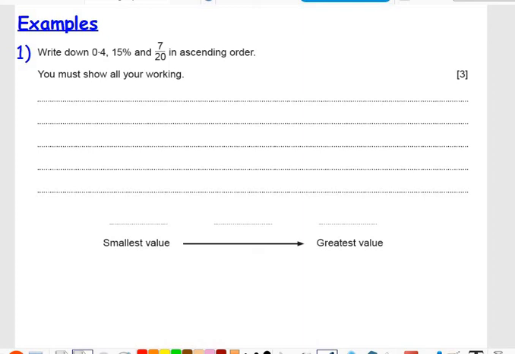So, if we go for all to percentages, 0.4 as a percentage, we need to times it by 100 to make it a percentage. So it's going to move two places to the left, move into our units and then to our tens, it's going to become 40%. Then we have 15%, and then we need to convert 7 over 20.